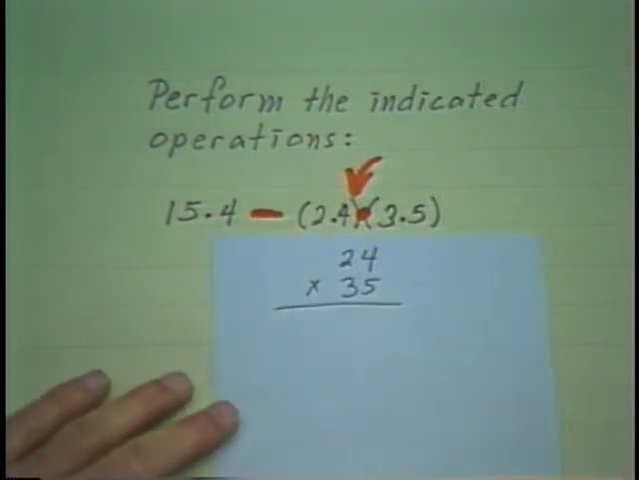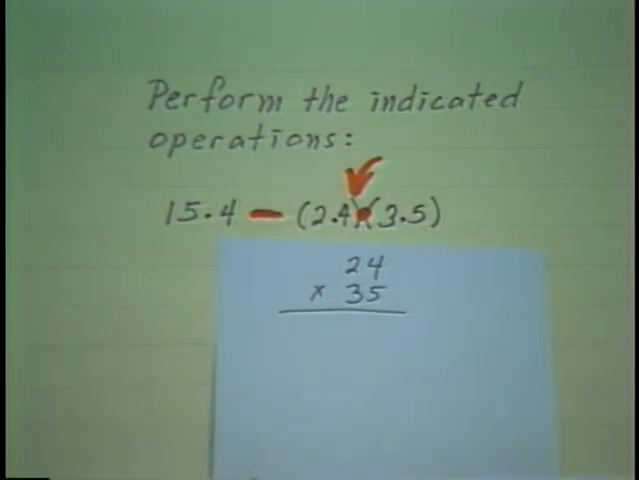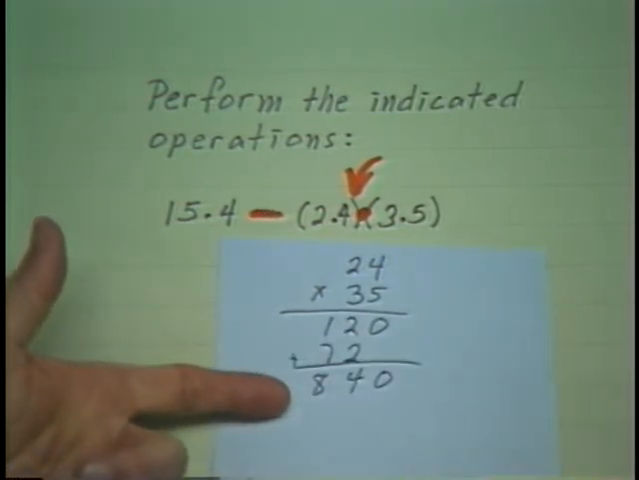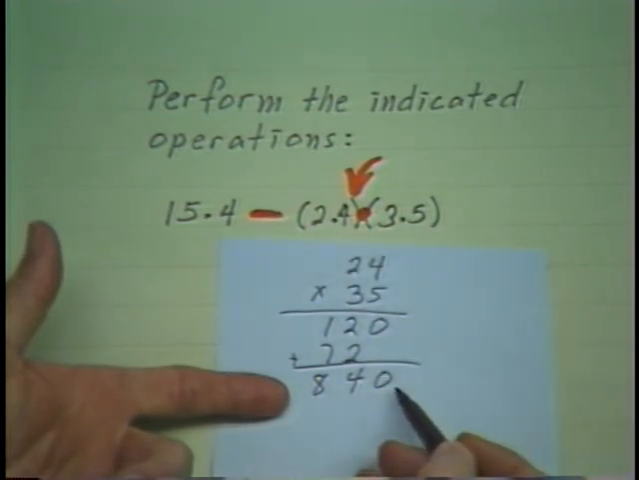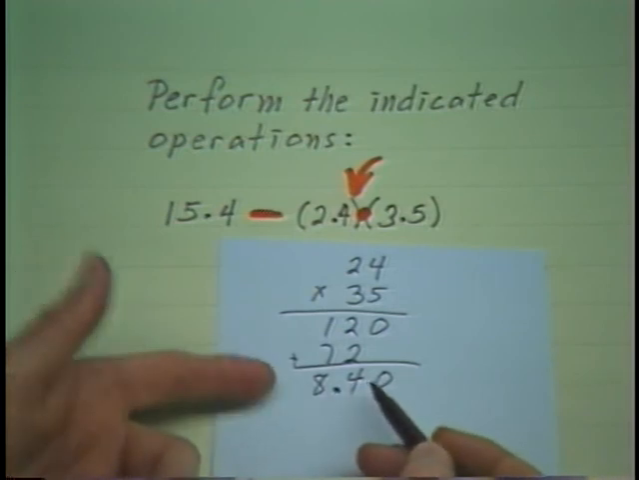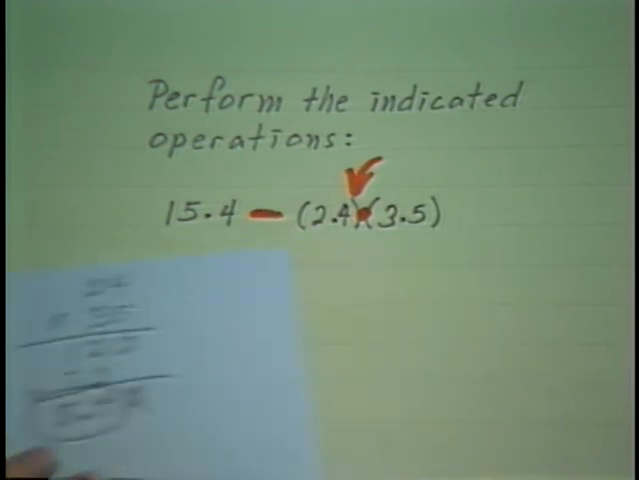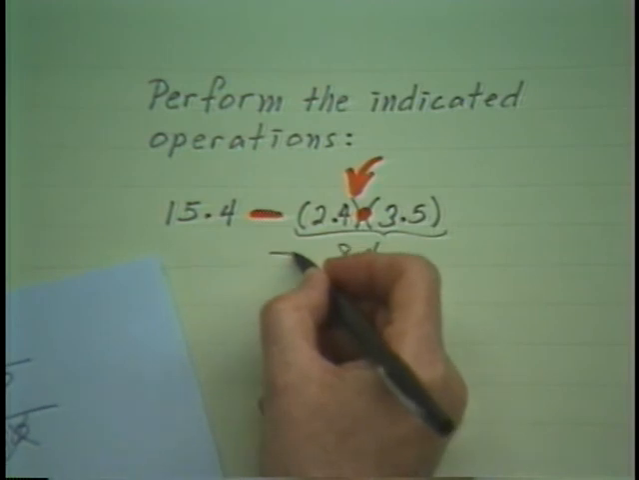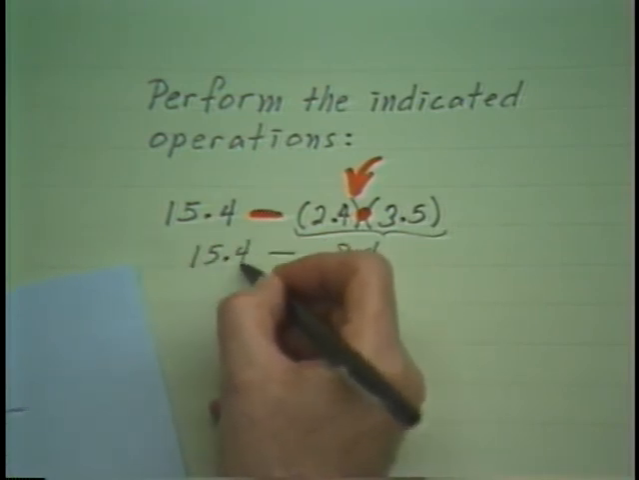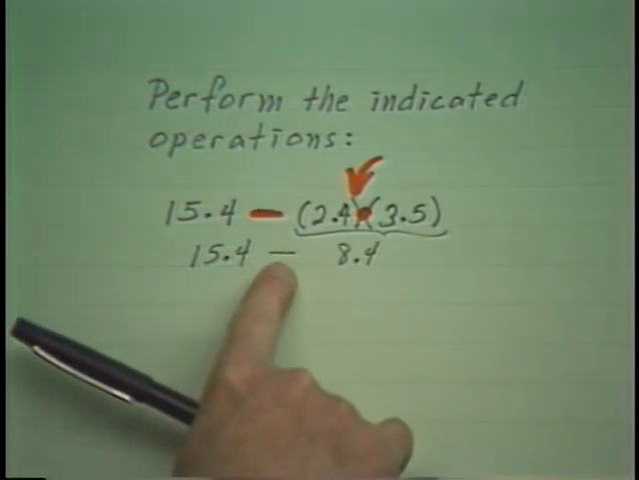So on scratch paper, multiplying as though the decimal point wasn't there, we get our whole number product, count the total number of decimal places, that's 2, start on the right end, count 2. This end 0 is not necessary, so 8.4 is this product. Now, there is only one operation left, so there is no choice.